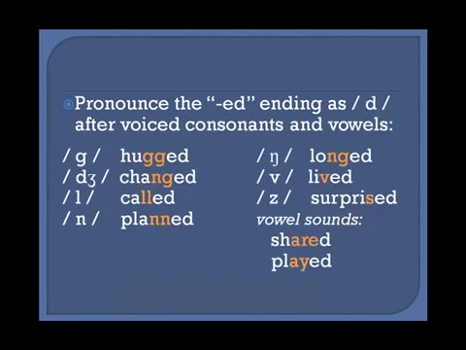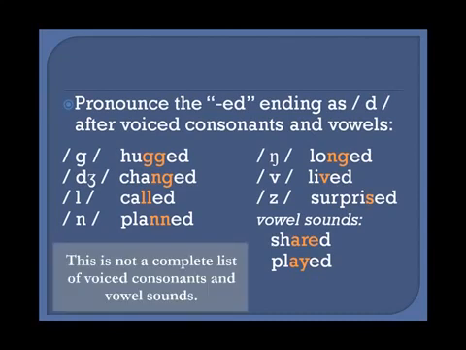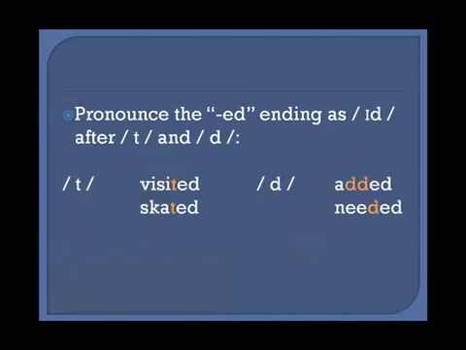Pronounce the ed ending as d after voiced consonants and vowels. The following are voiced consonants: g, hugged, j, changed, l, called, n, planned, ng, longed, v, lived, z, surprised. The following are vowel sounds followed by the ed ending: shared, played. Again, this list is not complete. These are only examples of voiced consonants and vowels followed by the ed ending.